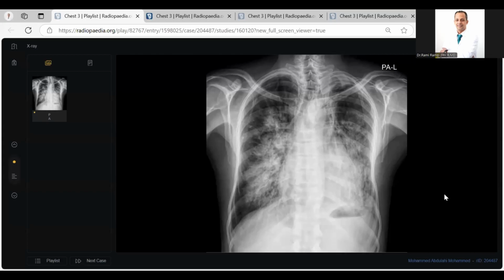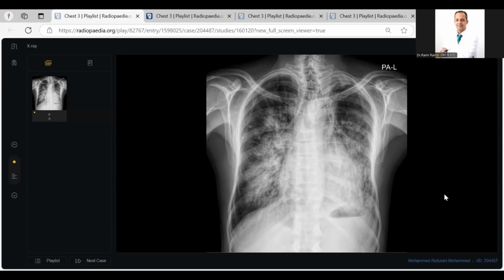So this is a frontal chest X-ray for a 55-year-old male patient. Try to repeat the history to tell the examiner that you listened to him. And second point, take a few minutes to think about what should be the differential diagnosis.